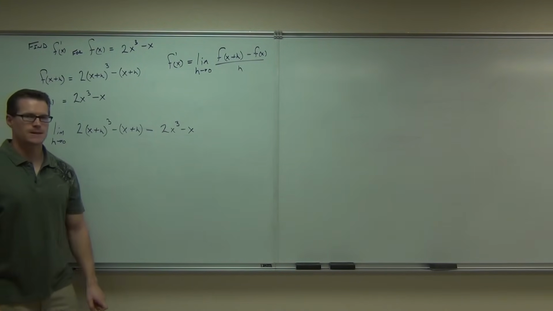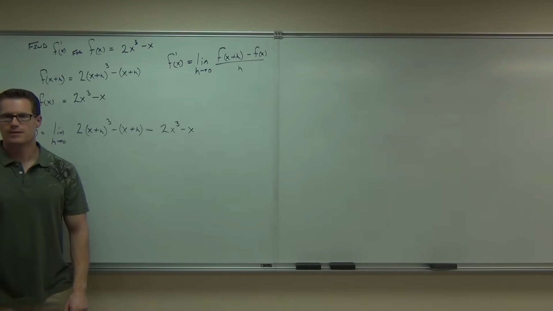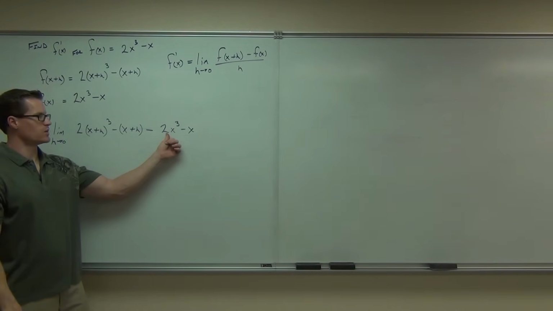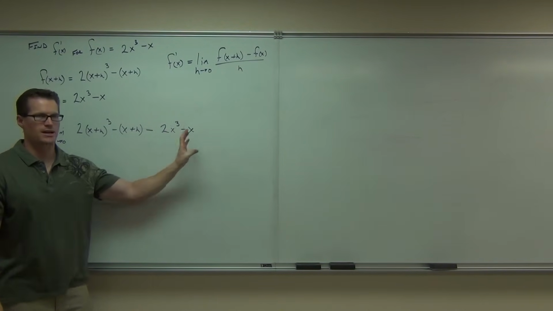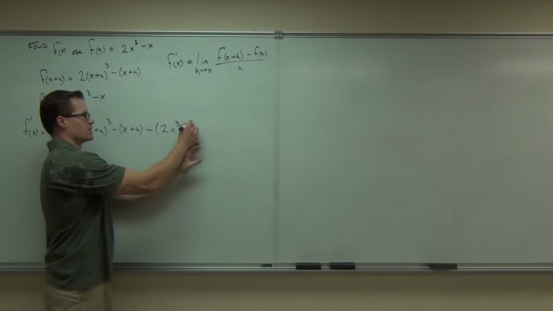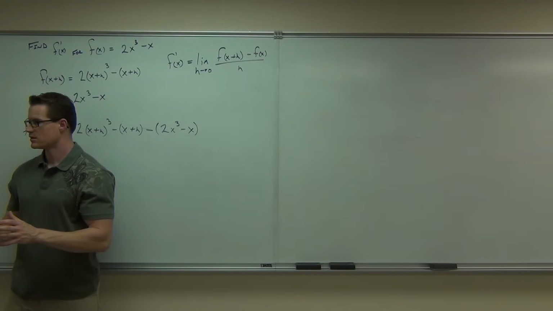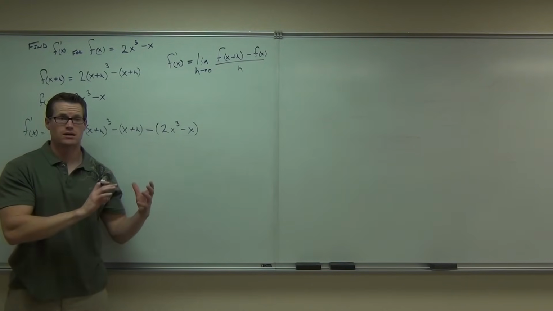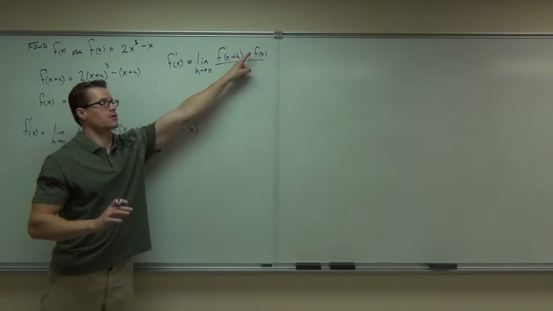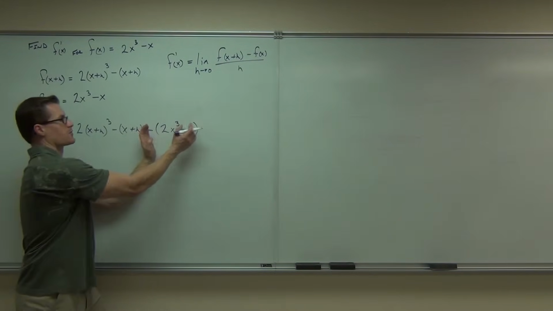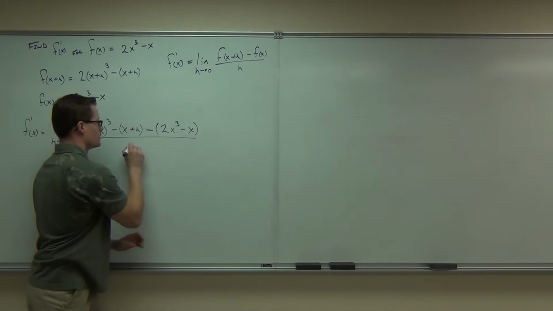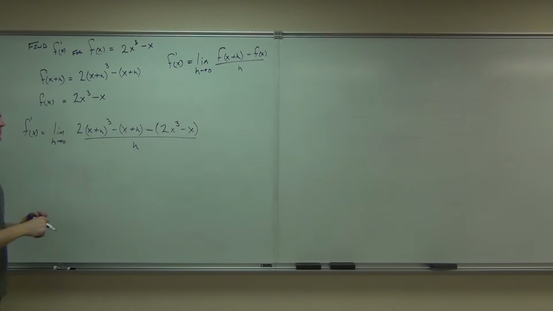Why is that bad? Yeah. This says I'm subtracting 2x cubed, but I'm not subtracting the minus x. This would say the appropriate thing for us. Do you see the difference there? Or do you see why we need that? We're subtracting the entire function f of x, and then putting it over h.